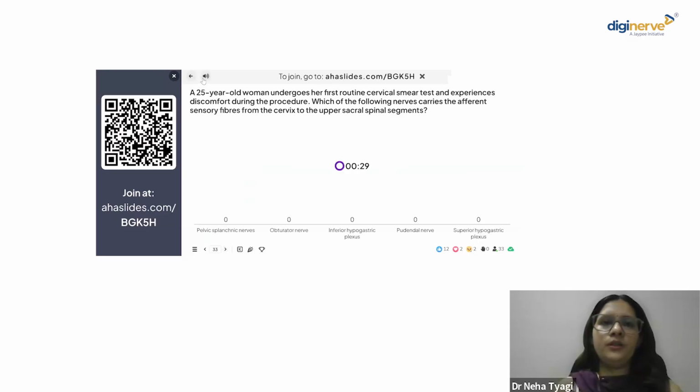So the next question is, a 25-year-old woman undergoes her first routine cervical smear test and experiences discomfort during the procedure. Which of the following nerves carries the afferent sensory fibers from the cervix to the upper sacral spinal segments?